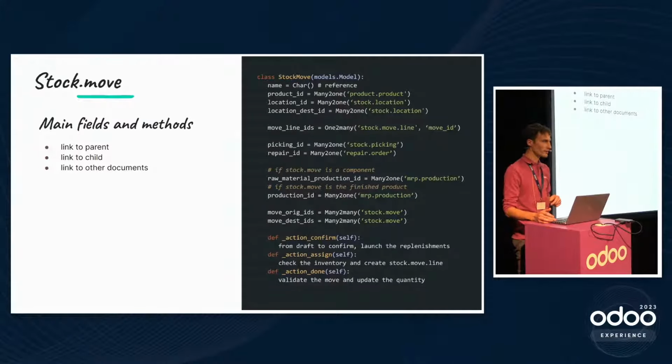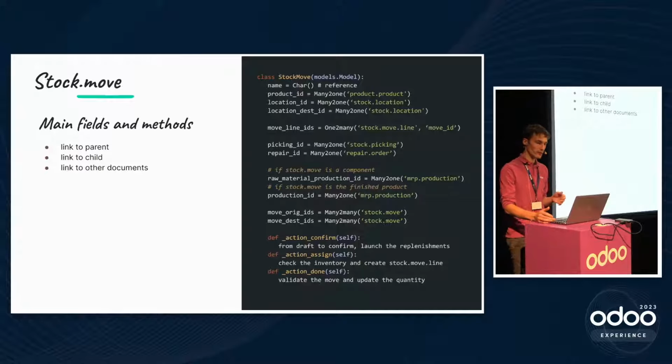Of course, you have the product ID. Then two locations, the location source and the location dest. You can find the stock move lines related to the stock move with the move line IDs one-to-many fields.